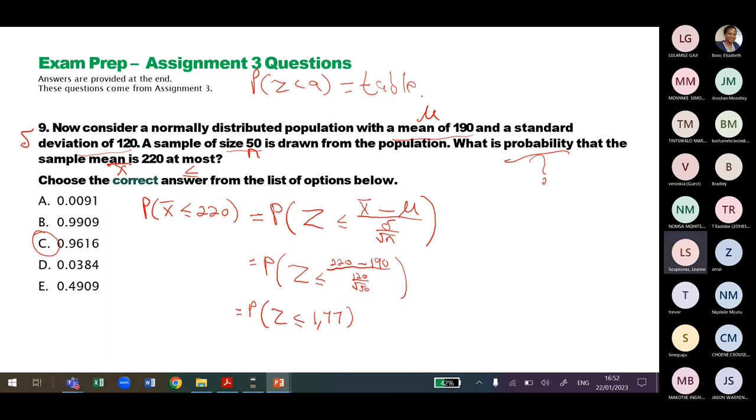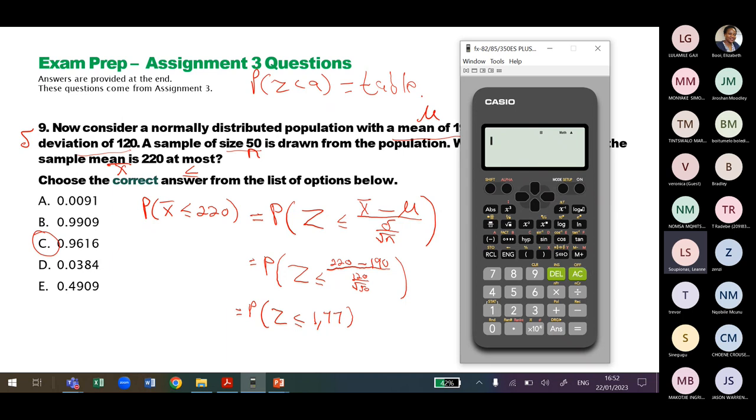Lizzie, can you help me with that sum on my calculator, the Casio? The 220 minus 190 over 120 over the square root of 50. Okay, so you first press your fraction button and you put 220. Sorry, Lizzie, that's where I'm getting stuck. I'm pressing the function, but it's not doing what you're showing. Wait, press the fraction function. Is that shift? No, just the fraction button.